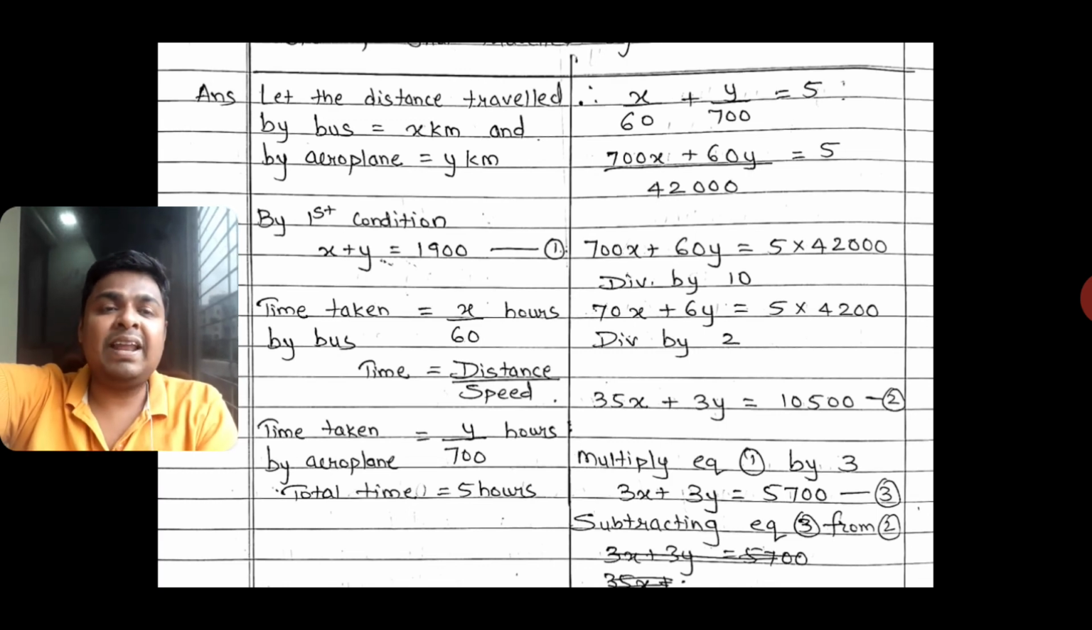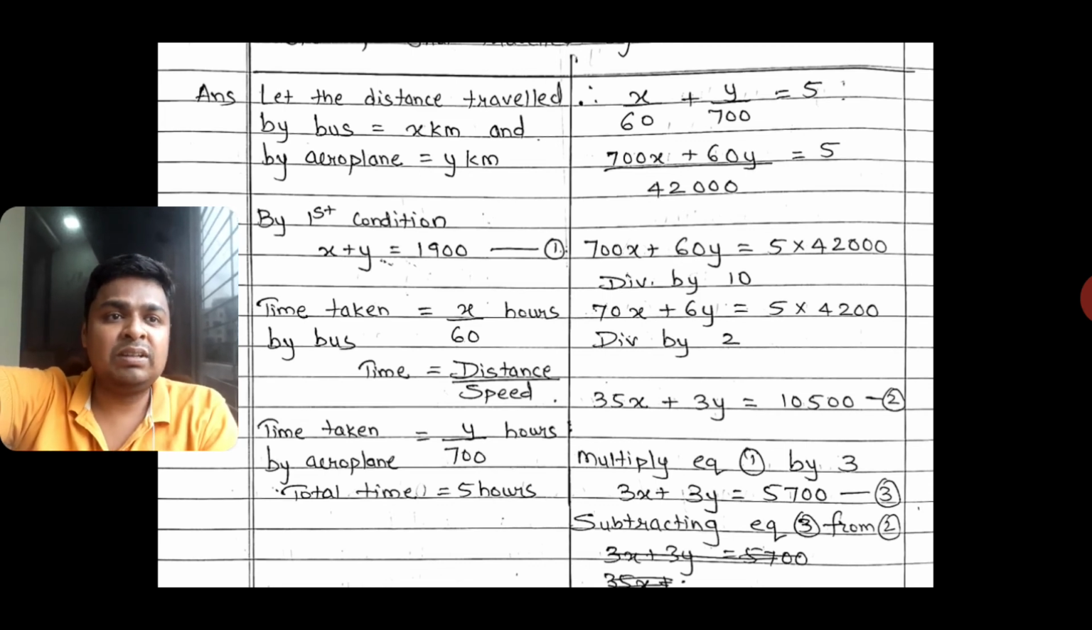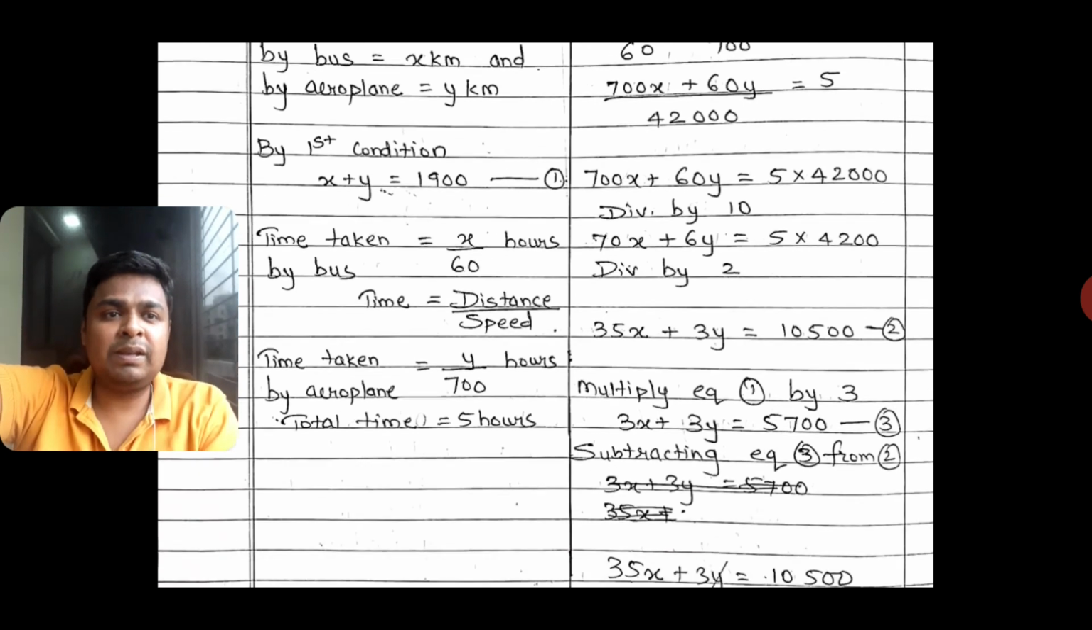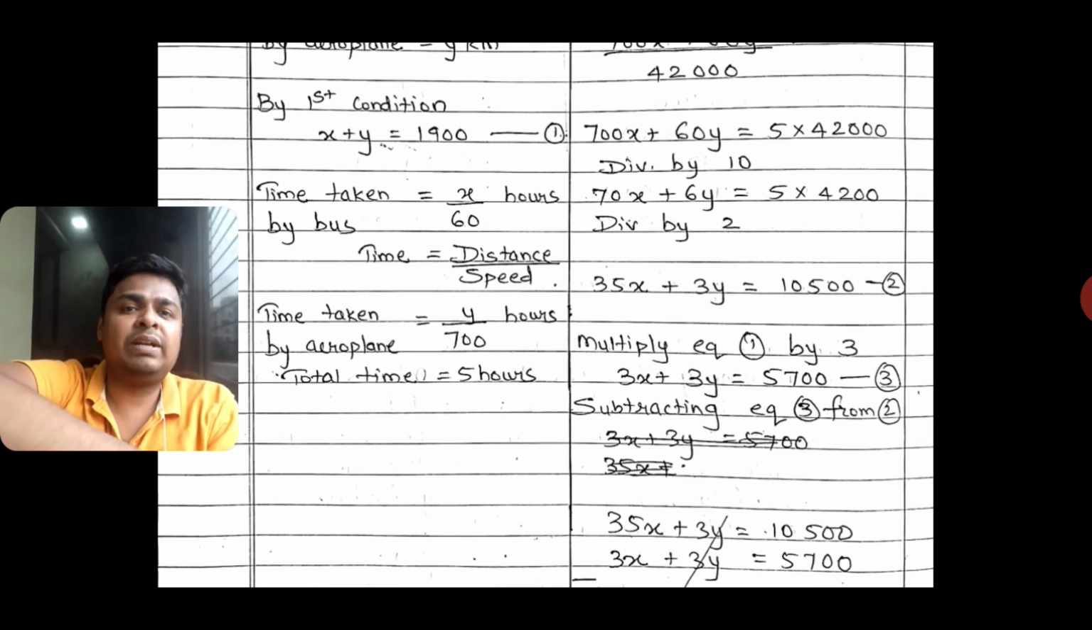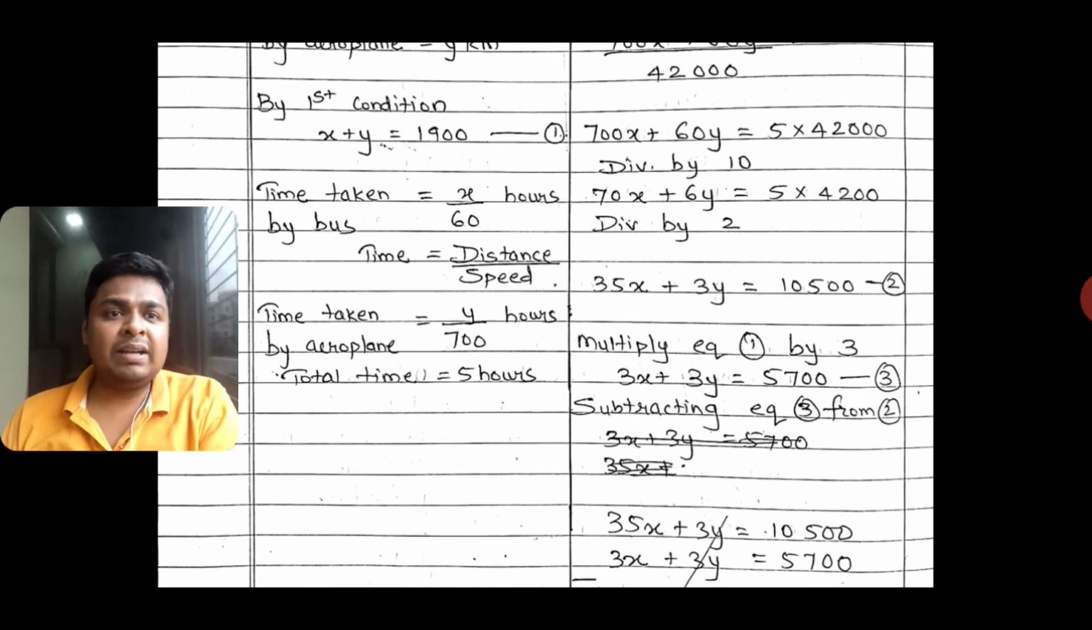700x plus 60y, 60 into 700 is 42,000, and then solve further, divide it by 10, then divide as much as possible. I can divide it till here, keep dividing it, you get 35x plus 3y is equal to 10,500.